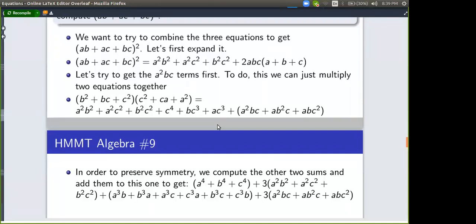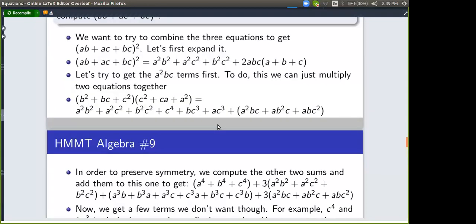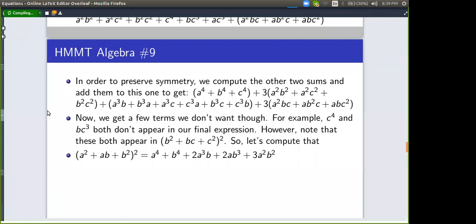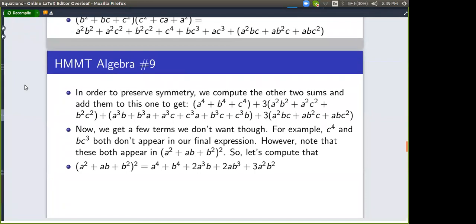But then we remember that if we square one of the equations, we can actually get both the a cubed b and a to the fourth. So let's go ahead and square, let's say, the first equation. No, let's do the third equation. And then this is what we get. Oh wait, that doesn't work. Let's actually square the first. So this is what we get. And as you can see, now we have a cubed b and a squared b squared.